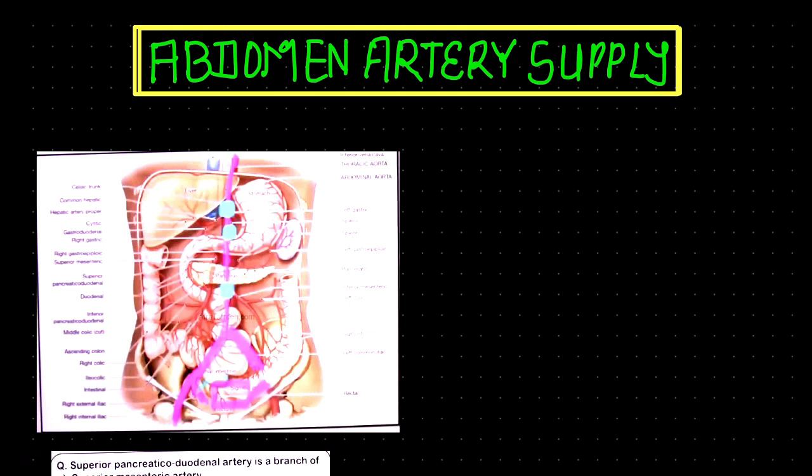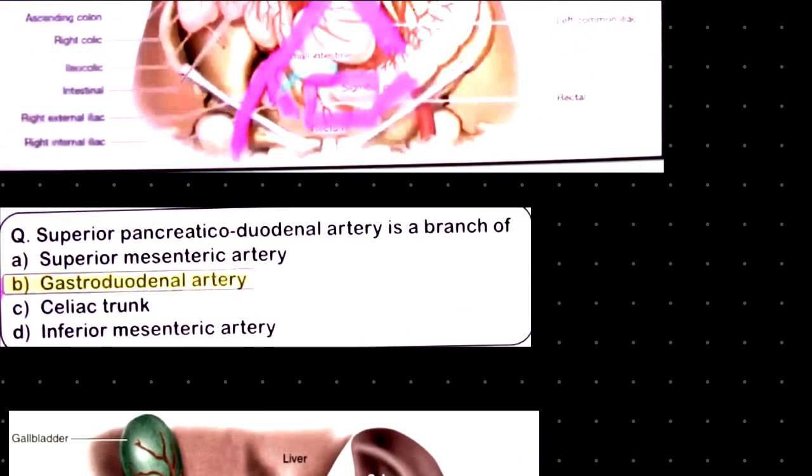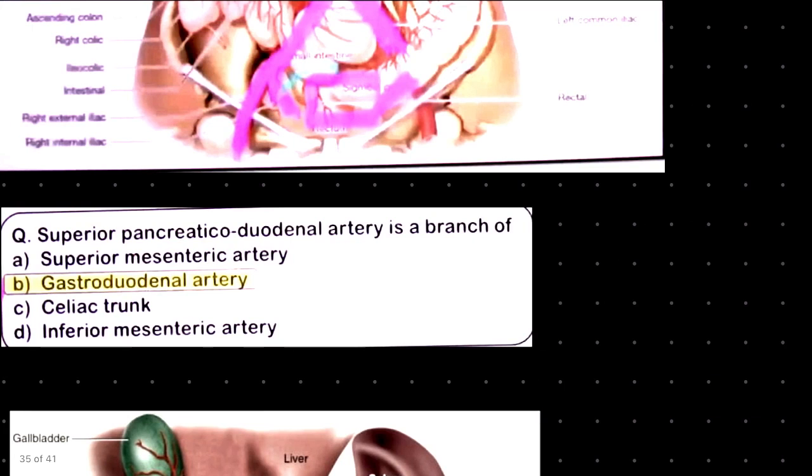Now, before getting into our topic, I would like to take you toward one question, because from this question we will move toward the theory portion. The question says: the superior pancreaticoduodenal artery is a branch of what? It is a branch of the gastroduodenal artery.